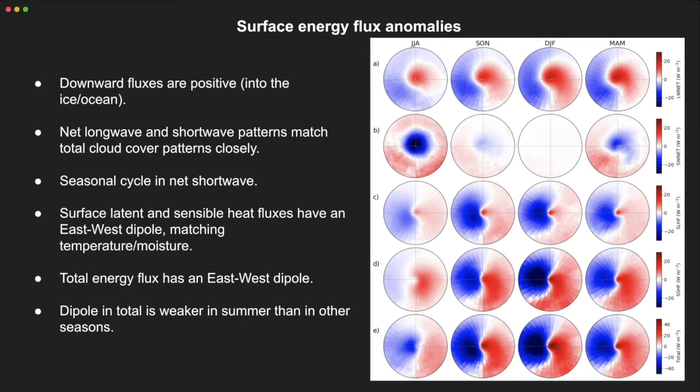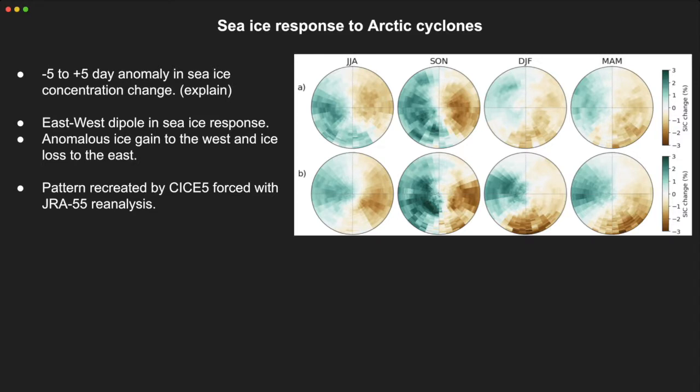So given that we have these spatial patterns of surface energy flux anomalies, and we have anomalies in the surface winds caused by cyclones, we'd expect some response of the sea ice surface. And we can look into that here in both satellite sea ice concentration data and concentration data from our CICE5 sea ice model. So I'll start with the satellite sea ice concentration data. That's our top row here. And the exact quantity plotted is the anomaly in sea ice concentration change from 5 days before a cyclone passes over a point to 5 days after a cyclone passes over a point.